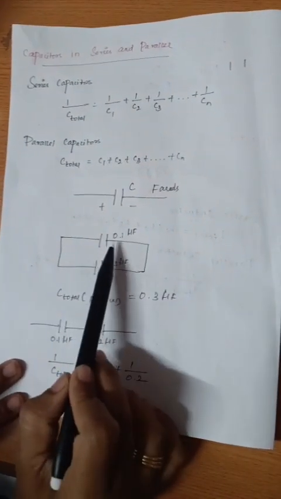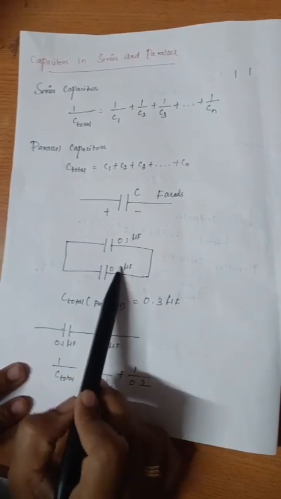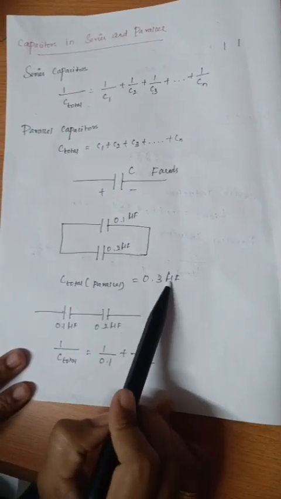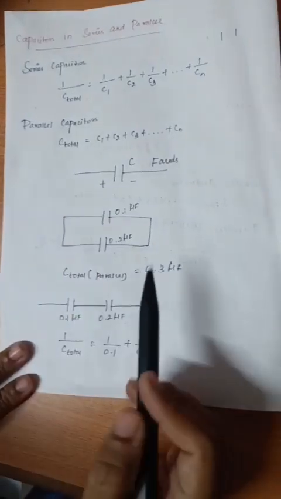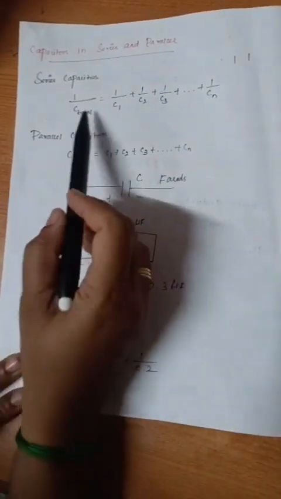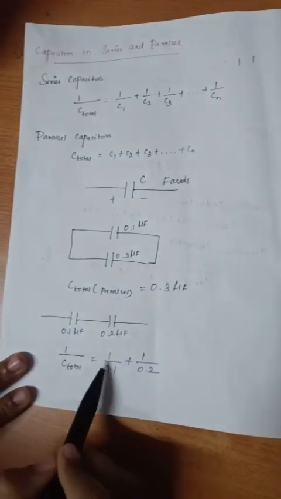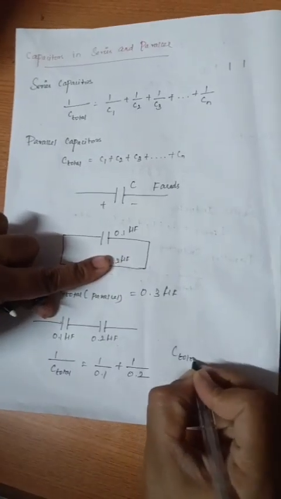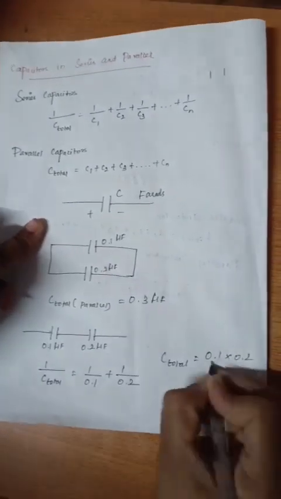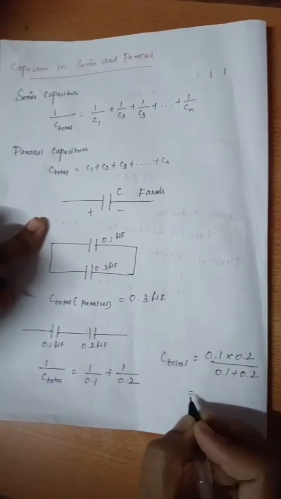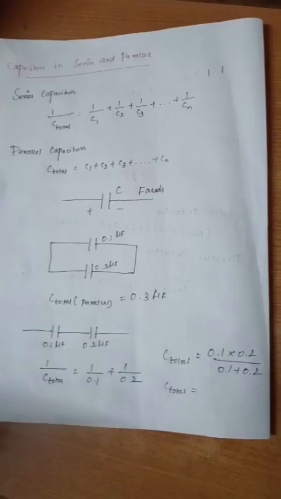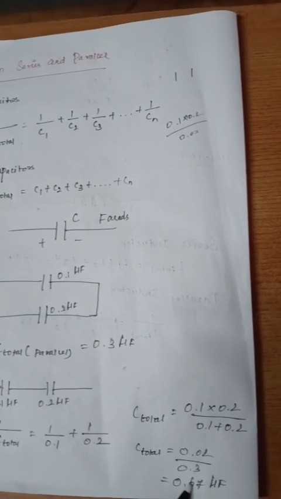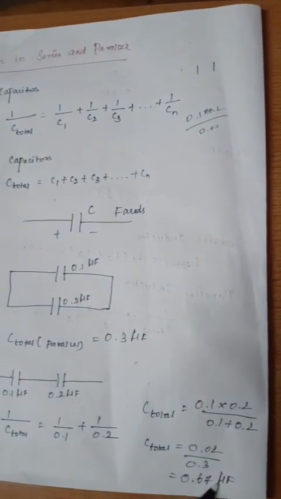For example, take these two capacitors in parallel. The total capacitance becomes the sum of the capacitors: 0.1 plus 0.2, which is equal to 0.3 microfarad. When capacitors are in series with each other, we have to take the inverse. So 1 by C total is equal to 1 by 0.1 plus 1 by 0.2, which gives C total equal to 0.1 times 0.2 divided by 0.1 plus 0.2. So the value becomes 0.02 by 0.3, and the total capacitance when they are connected in series becomes 0.067 microfarad.